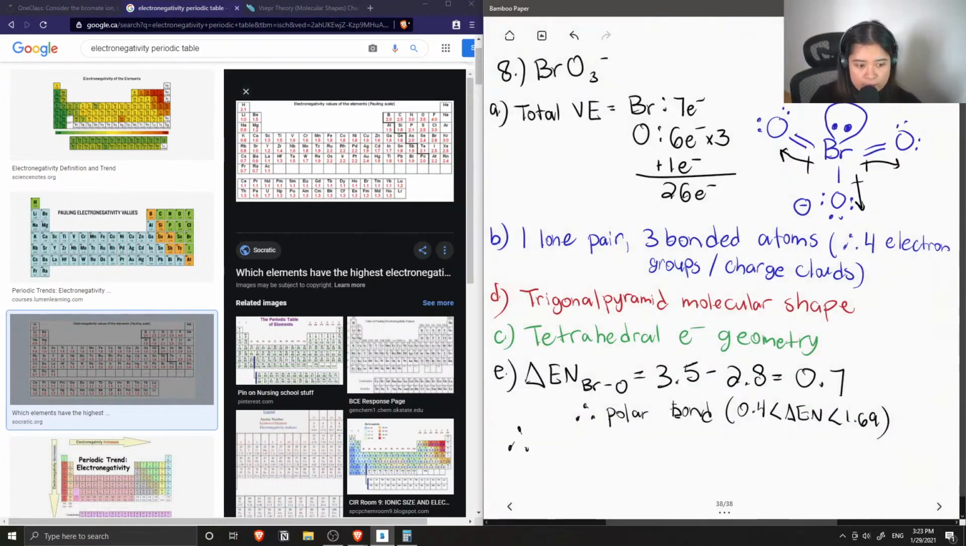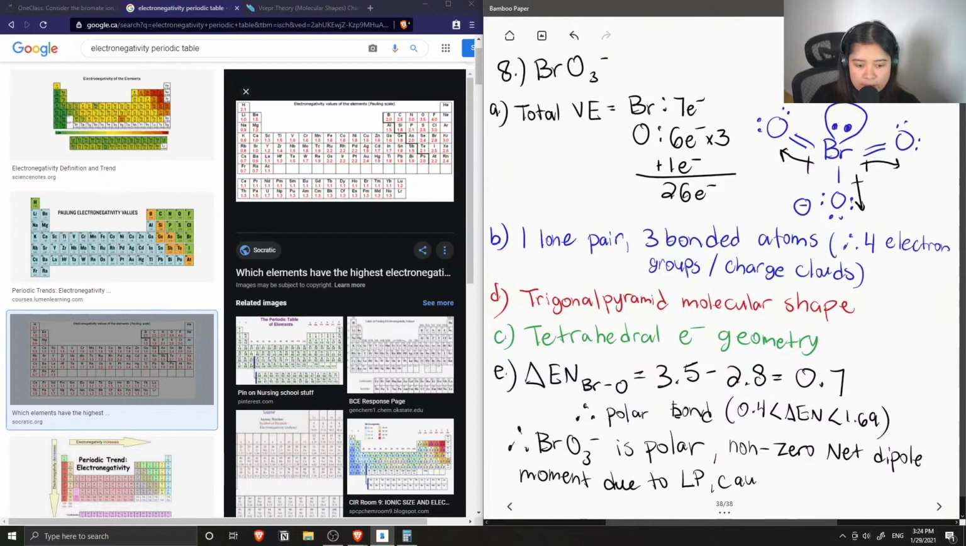So therefore, the bromate ion is polar, since we have a non-zero net dipole moment due to the lone pair that causes an unsymmetrical molecule. Or I'll just say unsymmetrical ion.